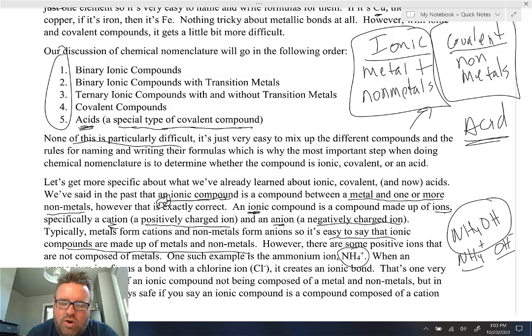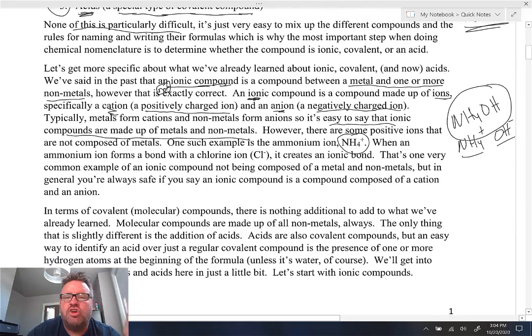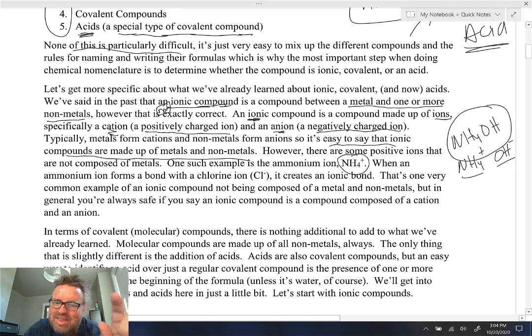Anytime you see NH4, we're going to talk about this later on, but ammonium nitrate is a very common fertilizer that you see in the real world. So that's a pretty common example of an ionic compound that's not made up of a metal and one or more nonmetals. So again, the best definition of an ionic compound is a compound made up of positive ions and negative ions.